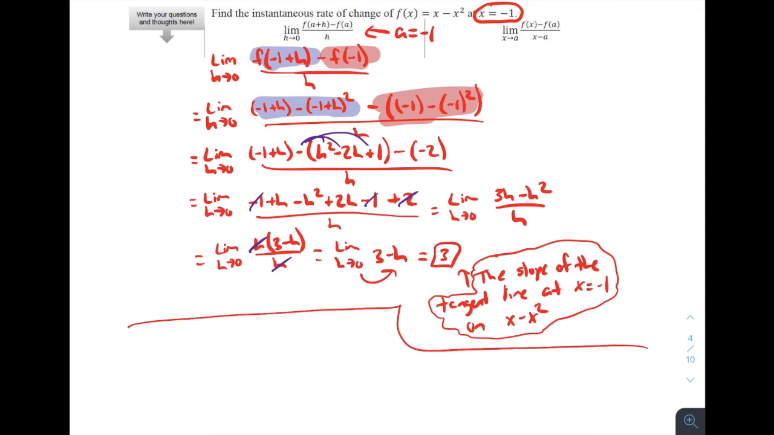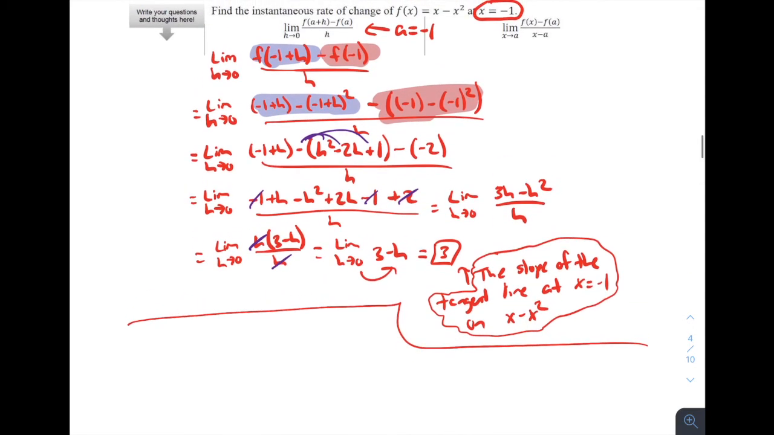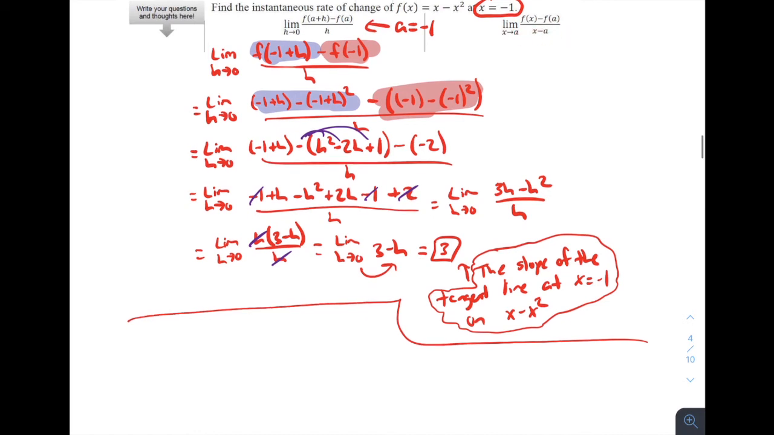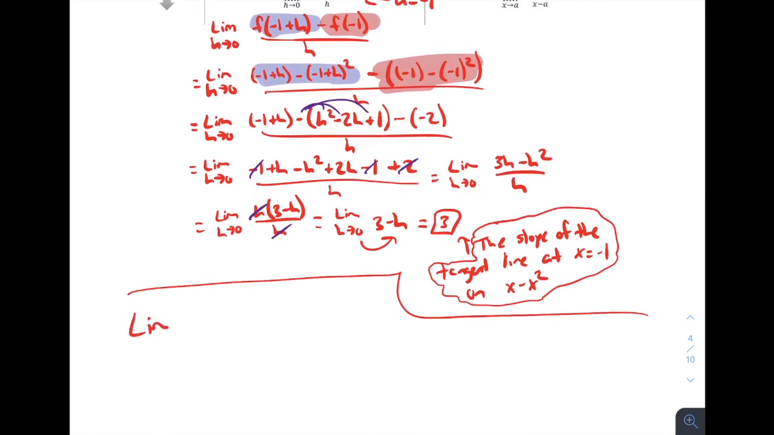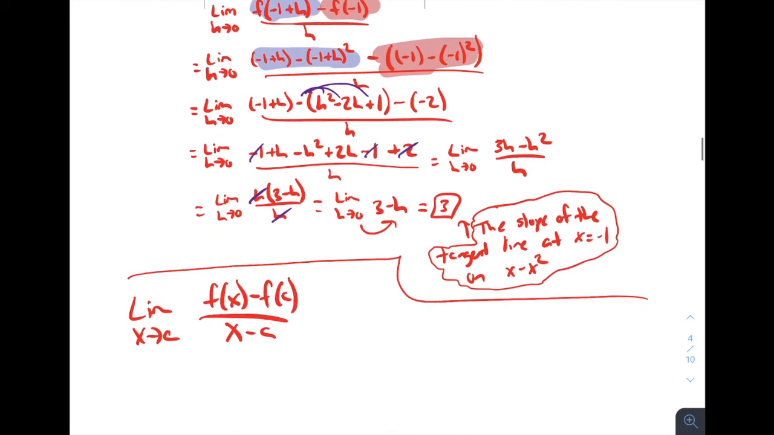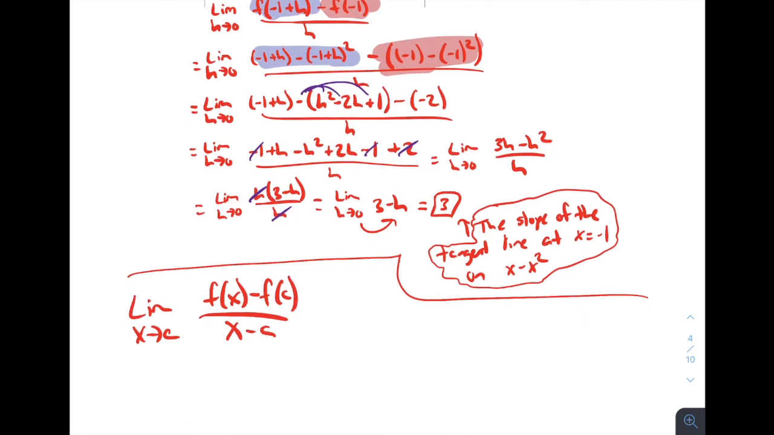So we're going to spend this time doing it. We're going to focus on the second one here. In this problem, we've got the limit as x approaches a of f of x minus f of a, all divided by x minus a. Now again, same as in the previous problem, I'm essentially saying that my a is equal to -1. And if we look at the function, f of x is equal to x minus x squared.